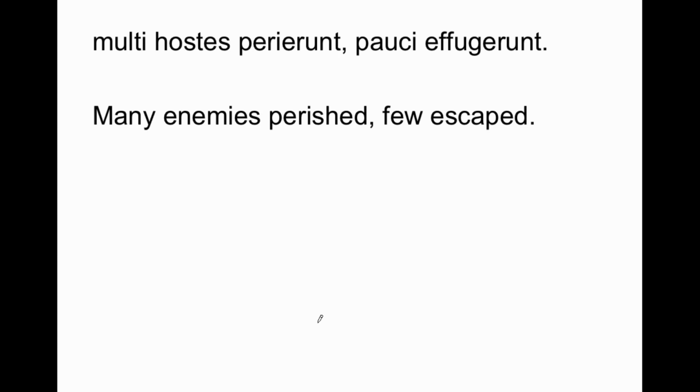Multi hostes perierunt, pauci effugerunt. Again, a simple statement. Many enemies perished, few escaped. Here's that converted into an indirect statement. Agricola dicit multos hostes periise, paucos effugisse. Agricola says that many enemies perished, few escaped.